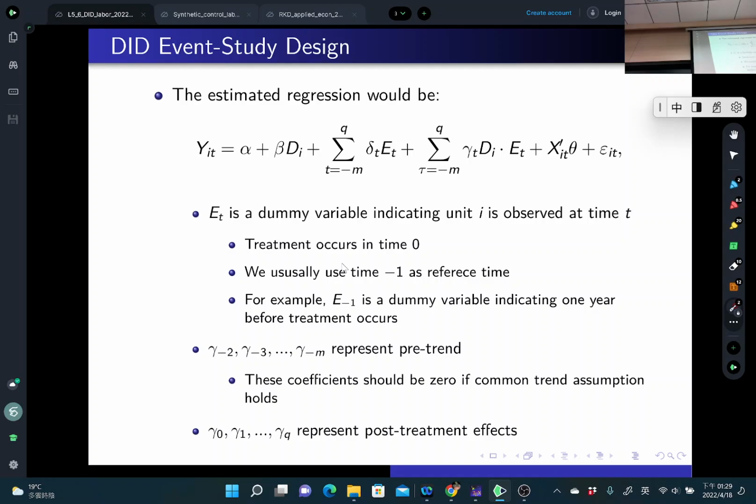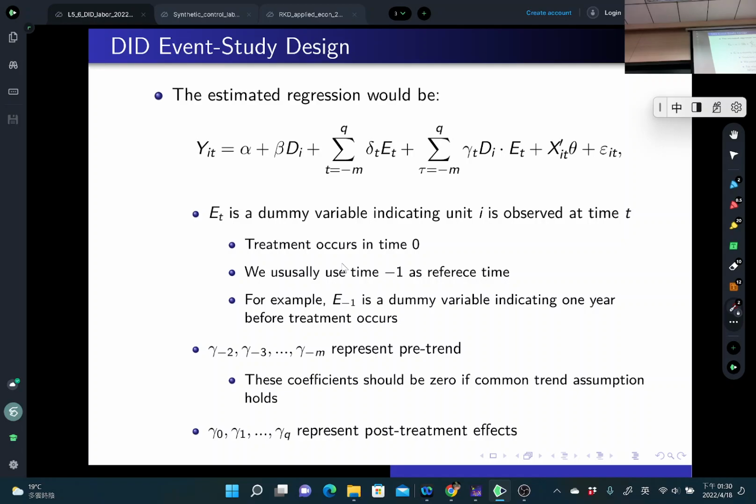So we will create a lot of dummy variables indicating this timing. The year after the treatment happened, 1 year after, 2 years after, 3 years after the treatment happened, until Q years, for example. And N years before, if this is minus, means before. 1 year before treatment happened, 2 years before, 3 years before. And we usually will use the 1 year right before the treatment happened as the baseline year.